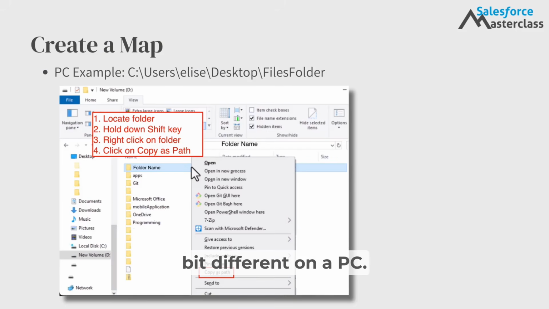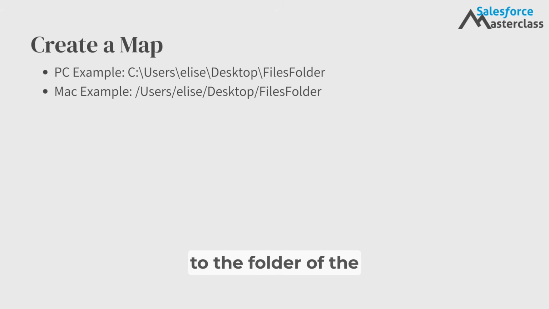The path looks a little bit different on a PC. Notice a PC uses backslashes compared to the Mac's use of forward slashes. To grab the folder path, hold down the Shift key, right-click on the folder, and click Copy as Path. Now that you've located the path to the folder of the attached files, you can paste it into your workbook.